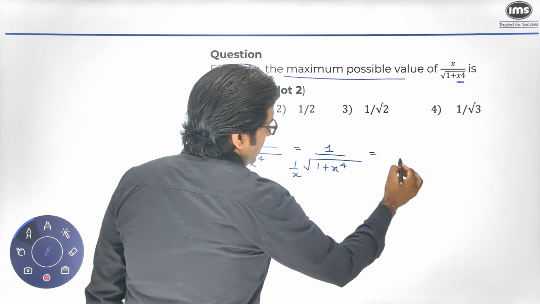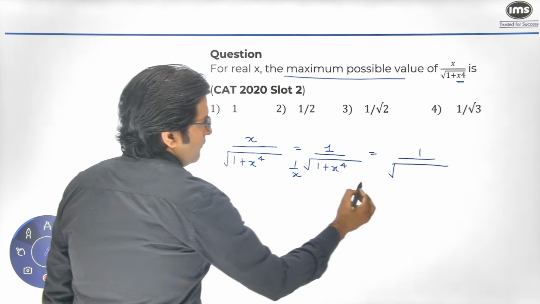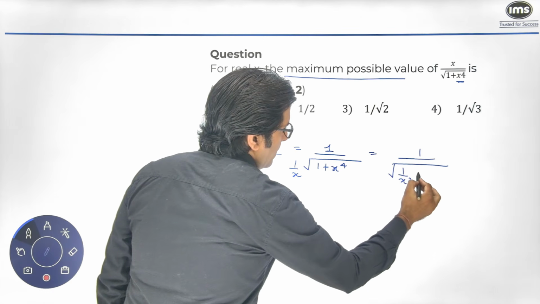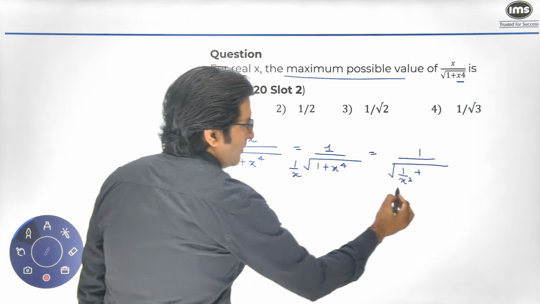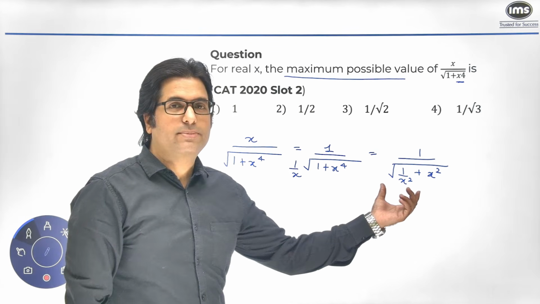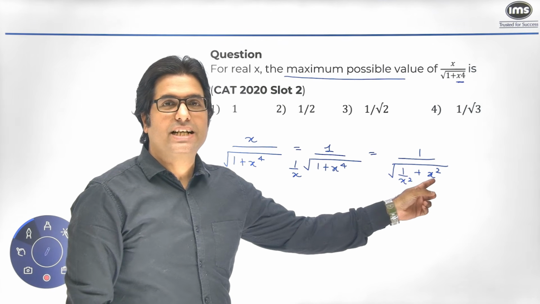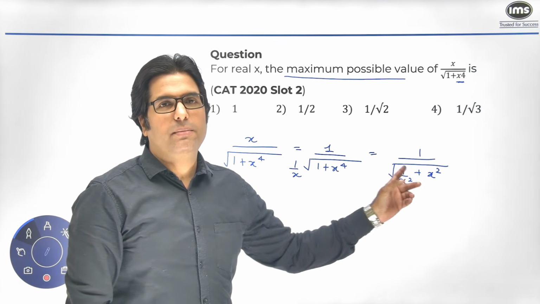So effectively, the expression becomes 1 upon under root of this first term becomes 1 by x square plus x to the power 4 divided by x square will be x square. Now, I hope there is no need for me to explain or solve anything. Look at this expression, a positive number and its reciprocal. The minimum sum is 2.